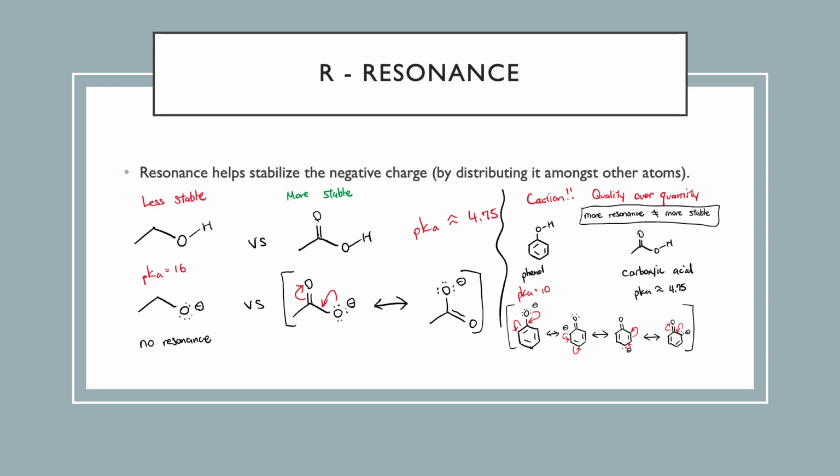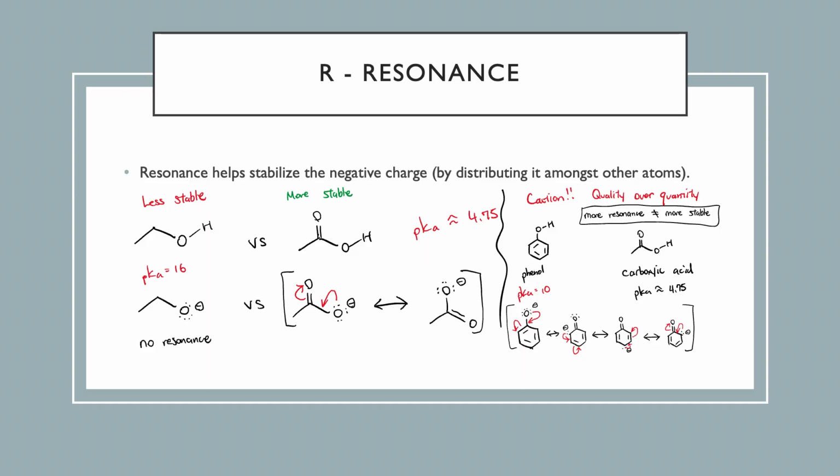Take, for example, phenol and acetic acid. Phenol has a pKa of 10, while acetic acid has 4.75. Now, phenol has 4 resonance structures, while acetic acid only has 2. So this kind of debunks the idea of, oh, I have more resonance structures, so I must be more acidic. Well, unfortunately, this is where quality beats quantity.